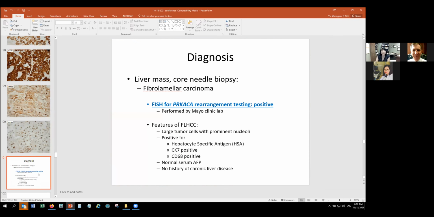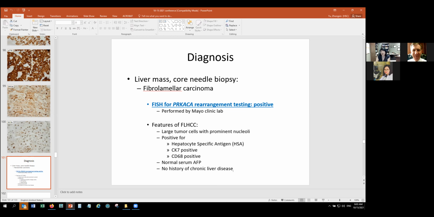So this morphology is classical for fibrolamellar carcinoma. It's a variant of hepatocellular carcinoma, usually seen in pediatric patients. For this specific case, we did a FISH for the specific gene rearrangement, which is positive and confirmed the diagnosis. The features of fibrolamellar hepatocellular carcinoma are large tumor cells with prominent nucleoli, positive for HepPar1, CK7 and CD68. Patients usually have a normal serum alpha-fetoprotein and no history of chronic liver disease.